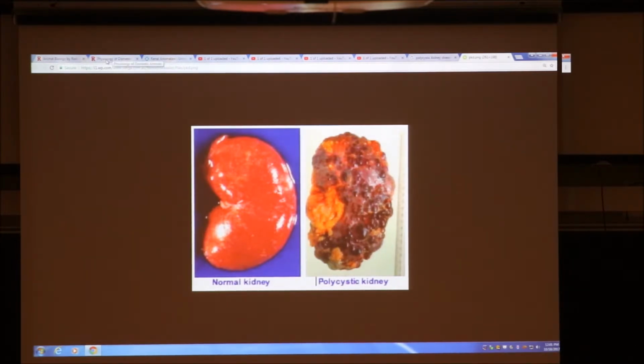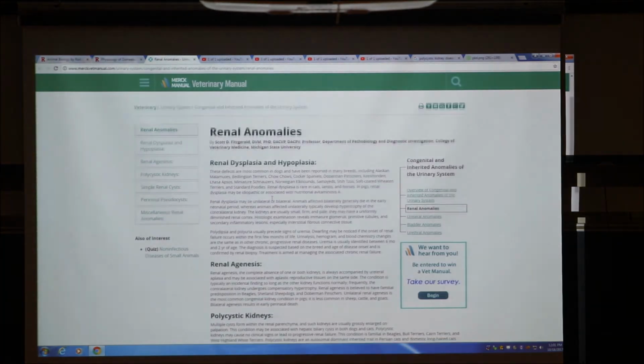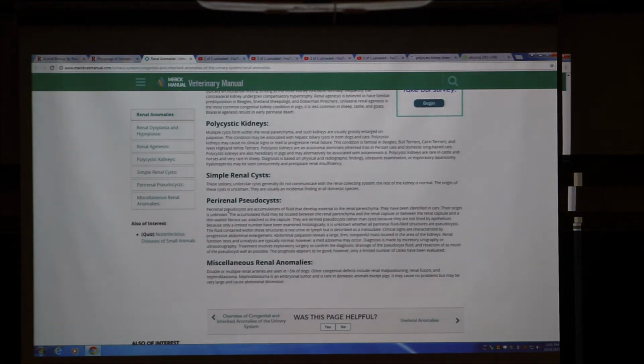Okay, so now, let's see, here it is. Okay, so that's what that is, perirenal. Remember, peri means around. Perirenal pseudocyst. Pseudo, look at all these prefixes, means false. So perirenal pseudocysts. Around the kidney, you have false cysts. So external to the renal parenchyma.